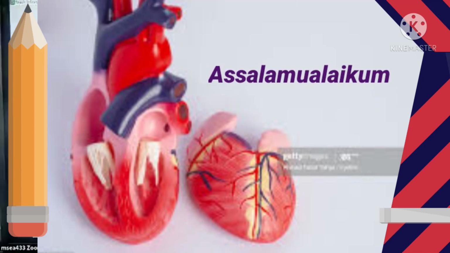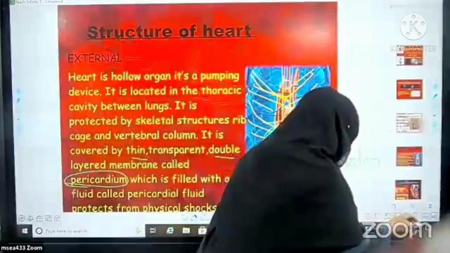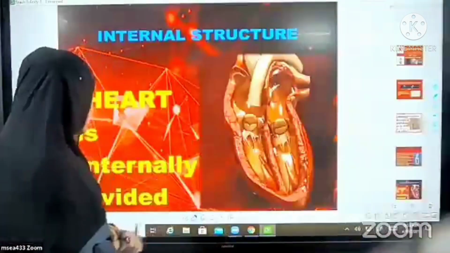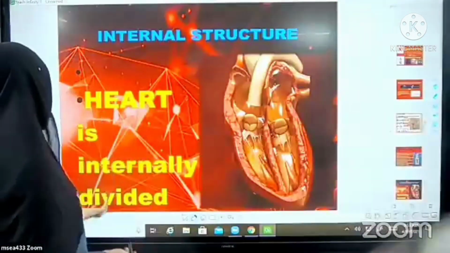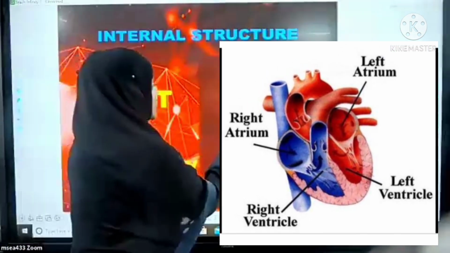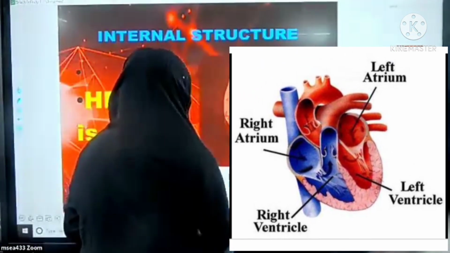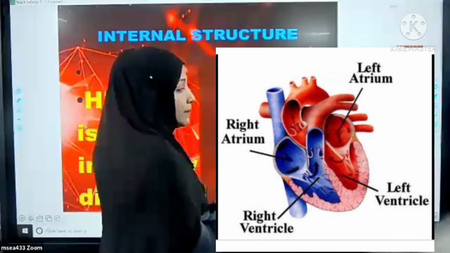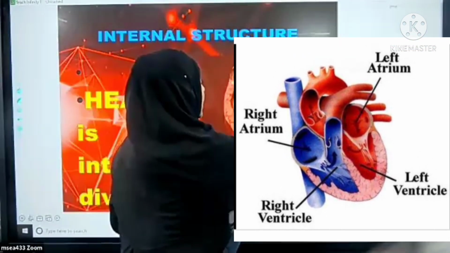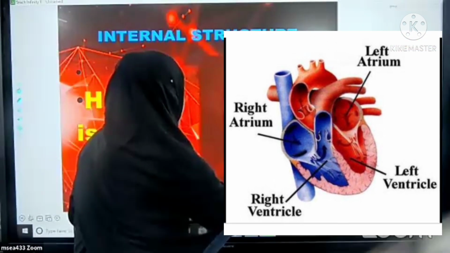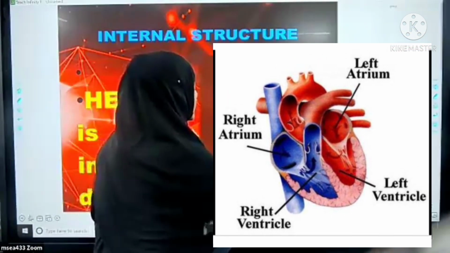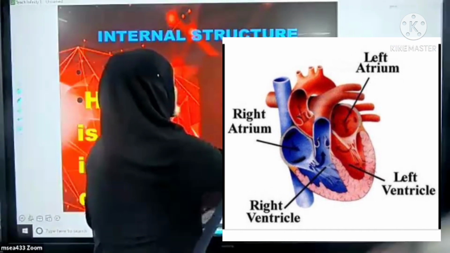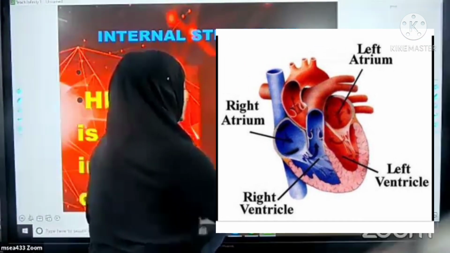Now, when we move on to the internal structure of the heart, it is more complicated. The heart is internally divided into four chambers. You can see the four chambers here. The four chambers are the right atrium, the left atrium, and this is the right ventricle, and this is the left ventricle. So these are the four chambers of the heart.